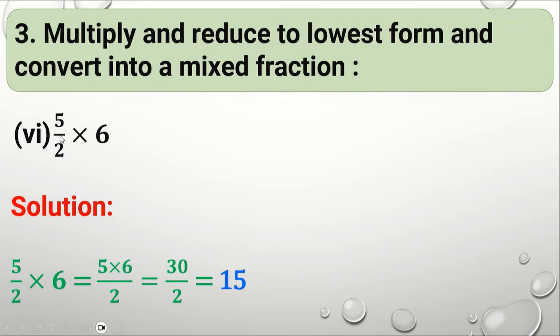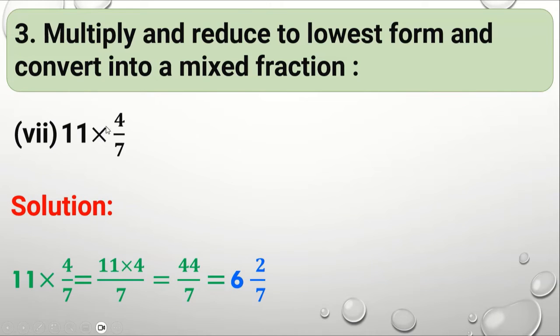Next, 5 upon 2 into 6. So 5 upon 2 into 6 we will multiply. We can cut it also. So 2 ones are 2, 2 threes are 6. So 3 into 5 is 15, or we can do 5 into 6 is 30 upon 2, that is 15. Next, 11 into 4 by 7. So 11 into 4 is 44 upon 7. So 44 upon 7 is the answer. Mixed fraction is 6 and 2 by 7.